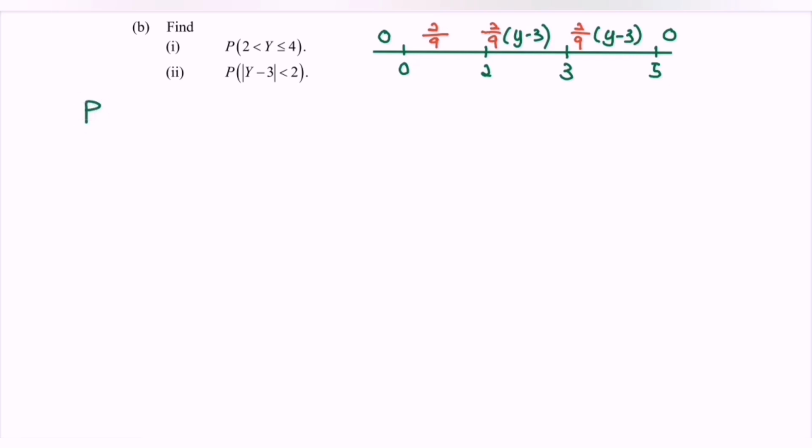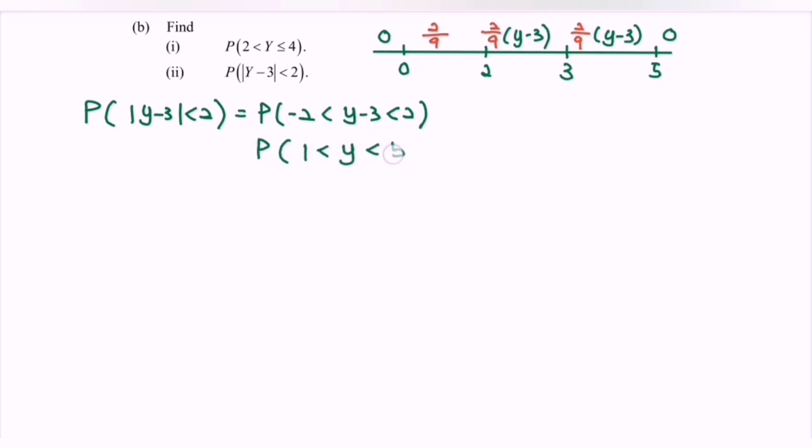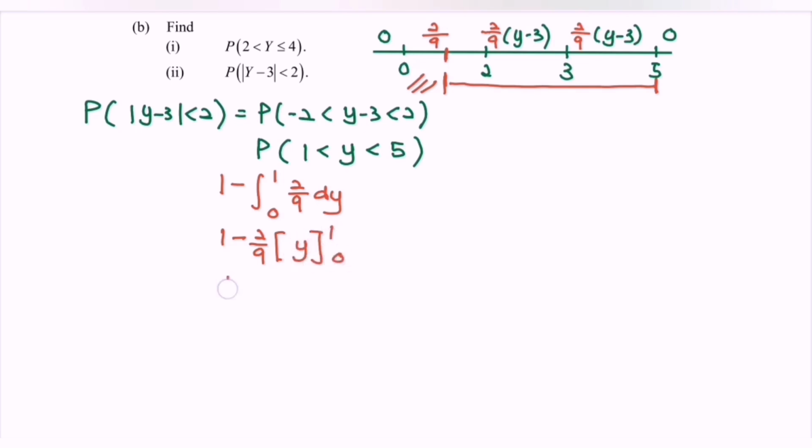Next, based on the situation given, the probability is that modulus of y minus 3 is less than 2. Based on the definition, we have the n case. So y minus 3 is greater than negative 2 and less than 2. So the probability is that y is between 1 and 5. Based on this case, we are going to find the situation from 1 until 5. My suggestion is 1 minus the integral from 0 until 1 of the function 2 over 9 with respect to y. Then eliminate this part, and we will have 1 until 5. So continue: 1 minus 2 over 9 times y, with limit 1 and 0. So 1 minus 2 over 9 times, if we substitute, 1 minus 0.